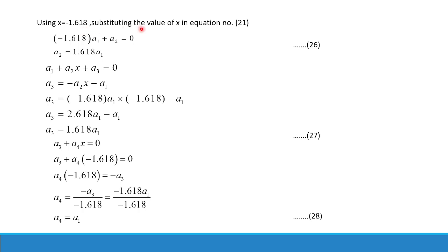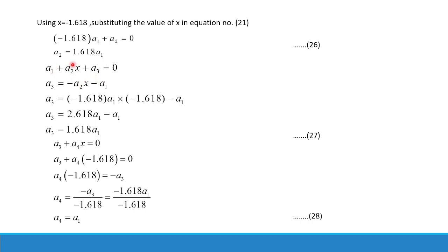Now substituting the value of x in equation number 21. Equation number 21 was A1x plus A2 is equal to 0. So we substitute the value of x here: minus 1.618 A1 plus A2 is equal to 0, or in other words, A2 is equal to 1.618 A1. This is equation number 26. Now from equation number 22, A1 plus A2x plus A3 is equal to 0, or we may write A3 is equal to minus A2x minus A1.